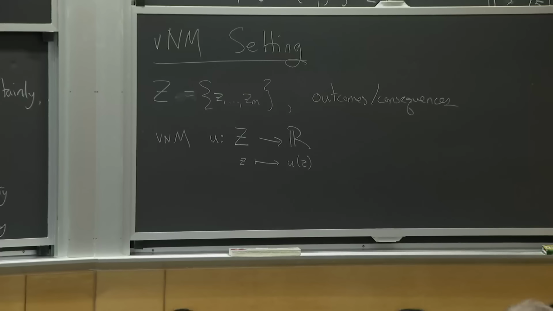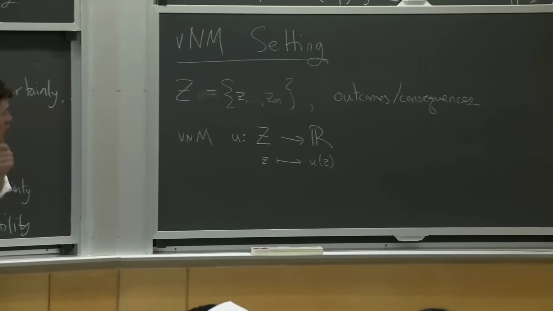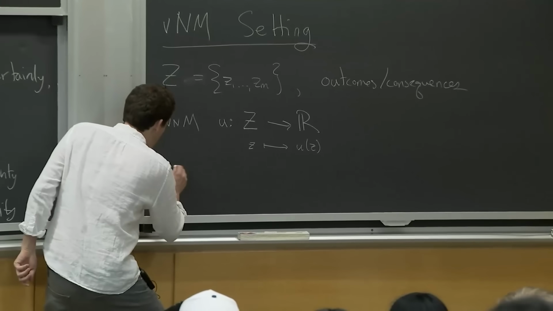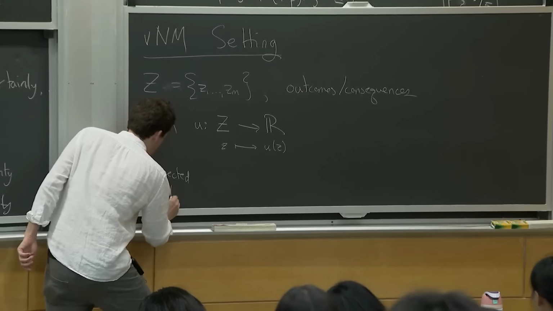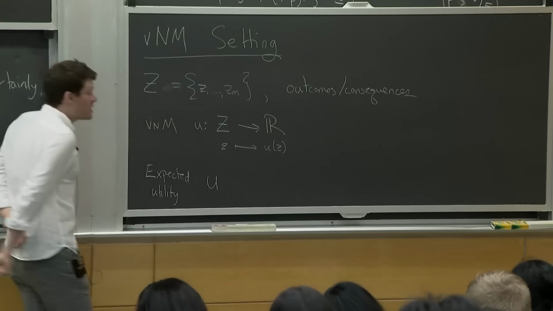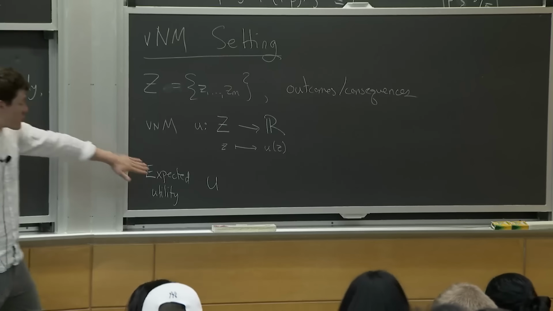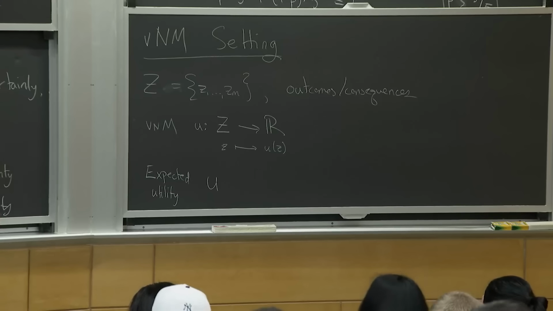Now, given the set of outcomes and my von Neumann-Morgenstern utility, we can consider my expected utility. Let me write it this. So my expected utility is the big U. And what is this going to be defined over? It's really crucial that this is defined over a different set. So what do I assign expected utilities to?